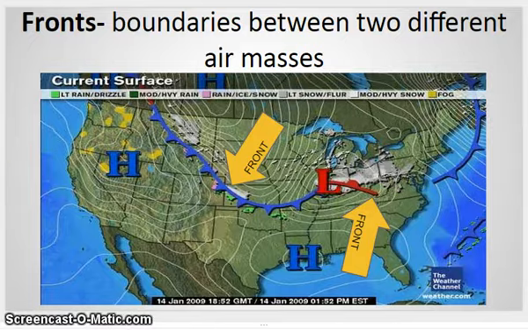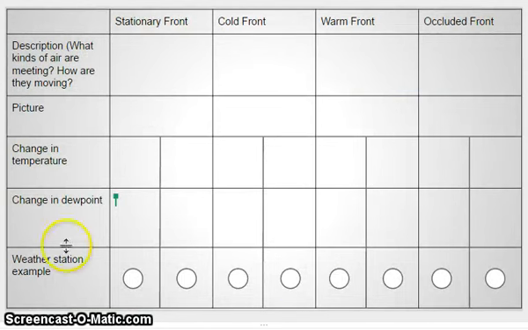Alright, so now we're going to start to fill out this handout. So if you don't have this handout handy, get it out and get ready to fill it in. I'm going to do my best. I'm going to show you how to do the stationary front and the cold front, and then you'll do the warm and occluded front by yourself. Warning, the occluded front is really complicated. You need to make sure that at the end of this screencast you have a teacher check and explain to make sure that you understand everything. Okay? Alright, get this out and let's get going.